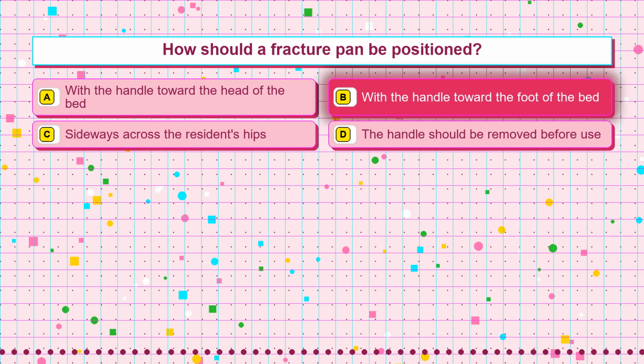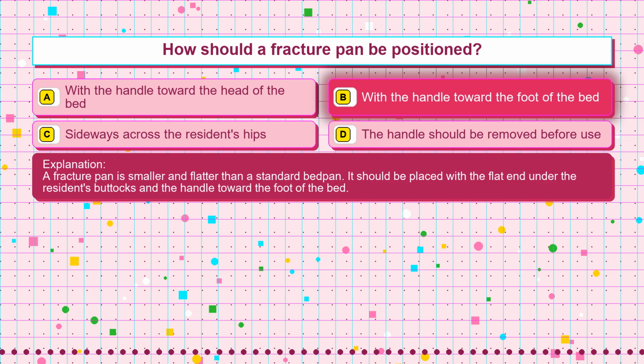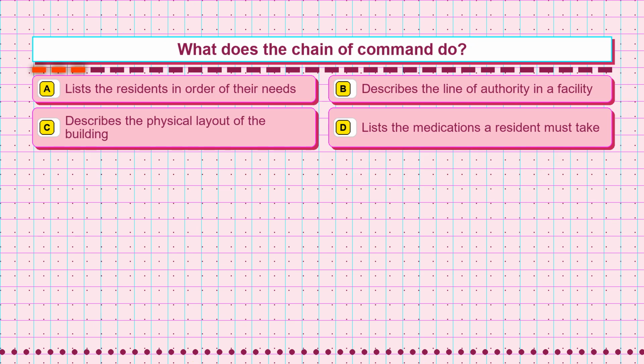The correct answer is option B. With the handle toward the foot of the bed. A fracture pan is smaller and flatter than a standard bedpan. It should be placed with the flat end under the resident's buttocks and the handle toward the foot of the bed.